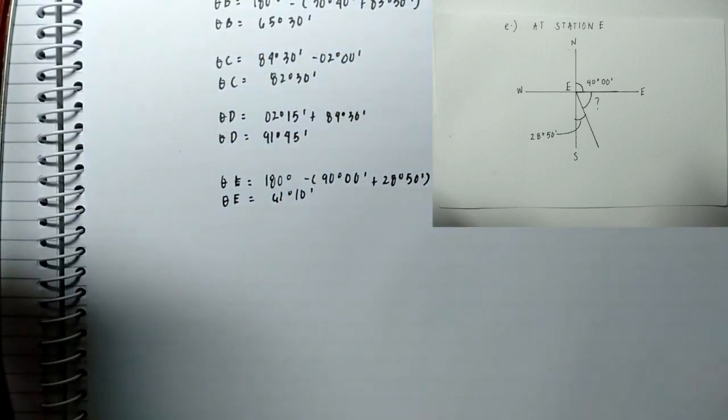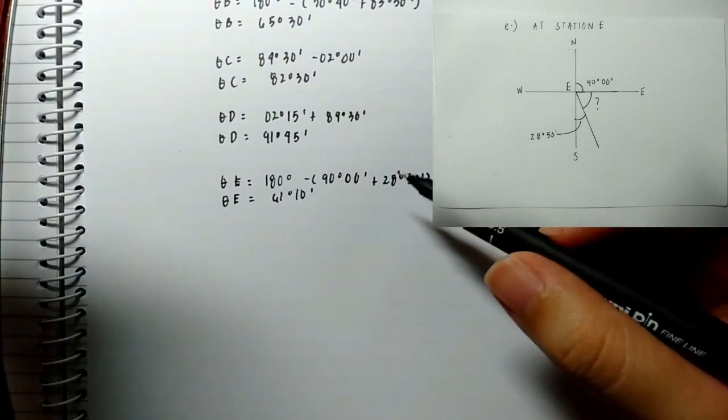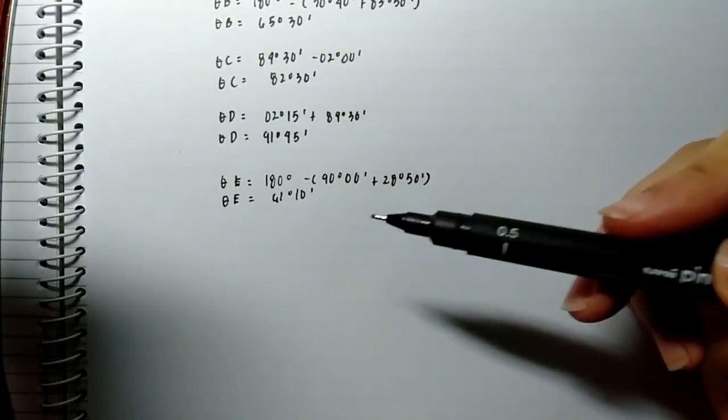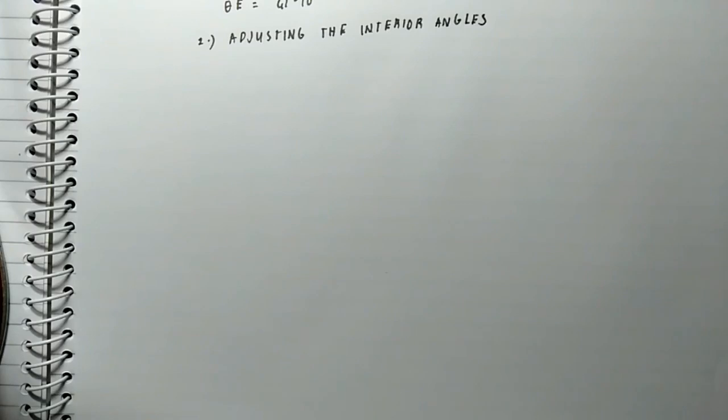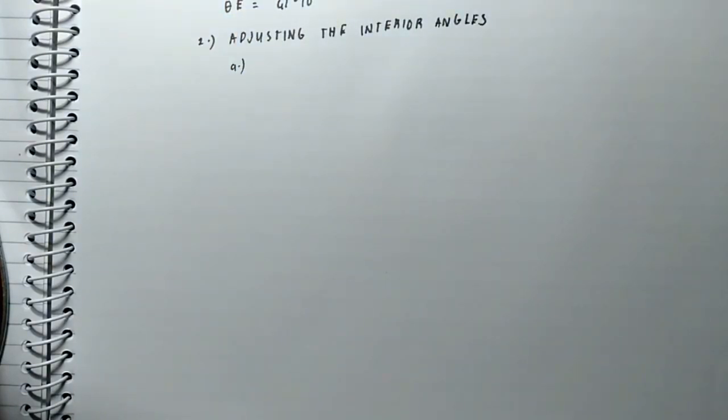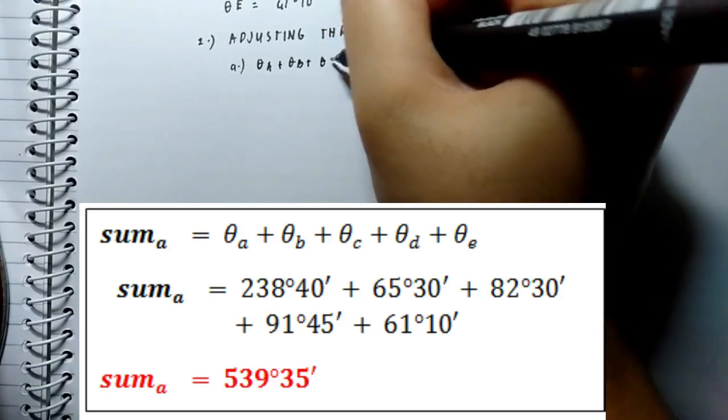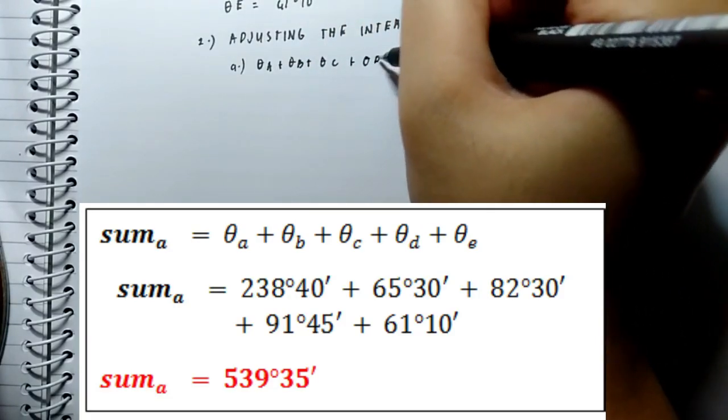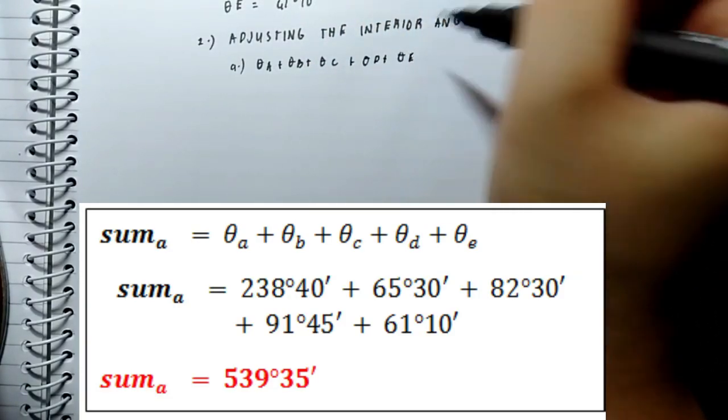So, nahanap na natin yung lahat ng yan. So, we would proceed na sa adjusting the interior angle. So para ma-adjust natin yung interior angles, the first thing that we need to do is to add all of the interior angles na nahanap natin kanina. So, theta A plus theta B plus theta C plus theta D plus theta E.